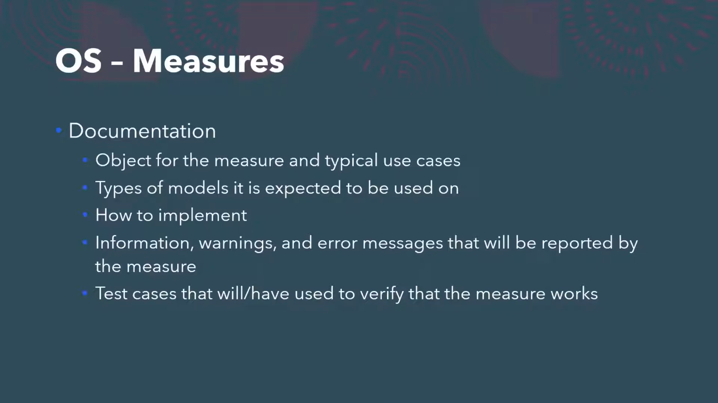So when you open it up in a text file, this is typically what you're going to find, as well as some information that is displayed within the program about the measure. So you're going to find the object for the measure and typical use cases, types of models it is expected to be used on, how to implement it, any additional information, warnings, or error messages that were reported by the measure, test cases that have or will be used to verify that the measure works.